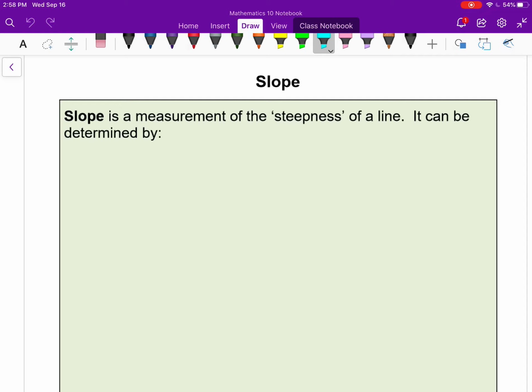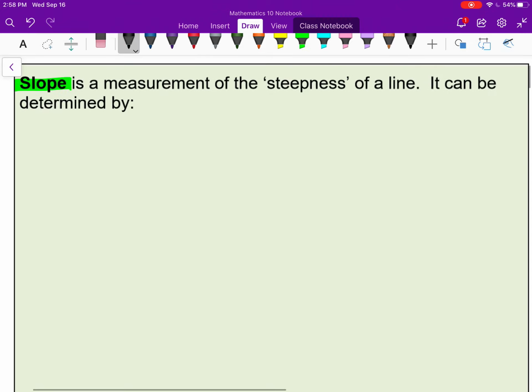Okay, so what is slope? Well, if you hear the word slope, you probably think of steepness. And that's a good way of thinking about it. Slope is the measurement of the steepness of a line. And it's determined essentially, and I'll write a few things down here. So if you want to find the slope, if you want to measure the steepness, how do you measure it?